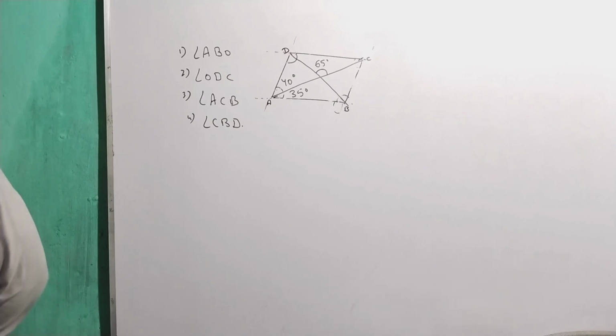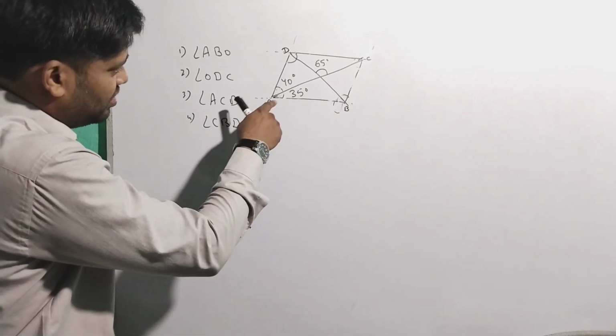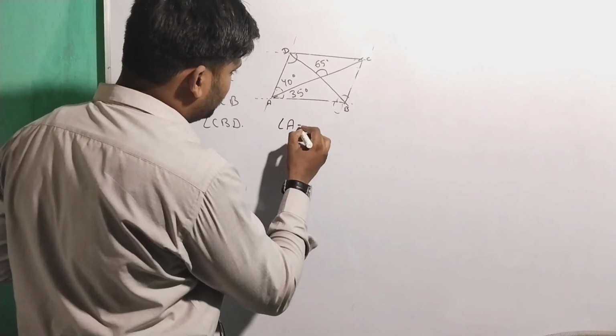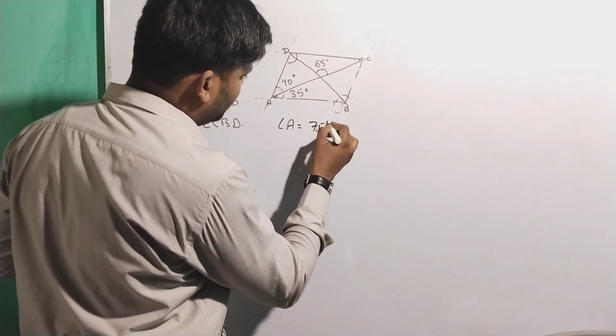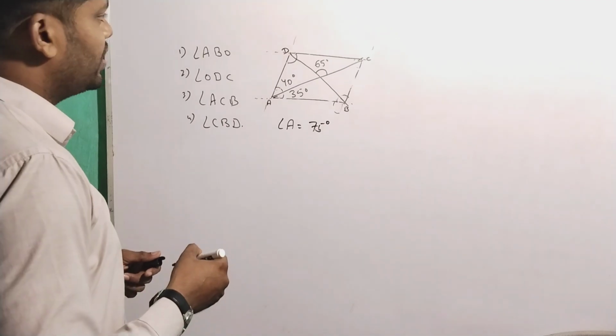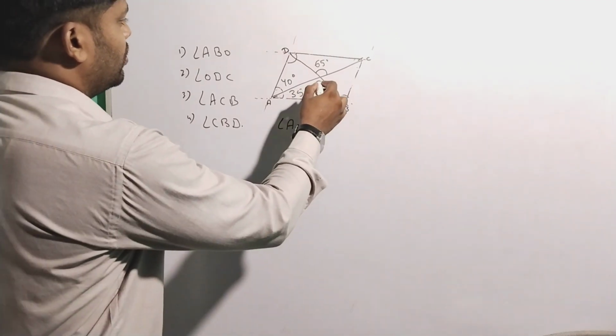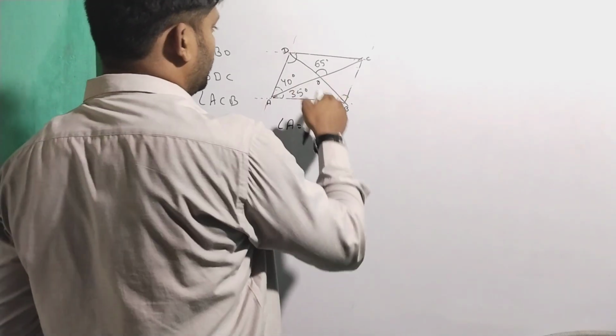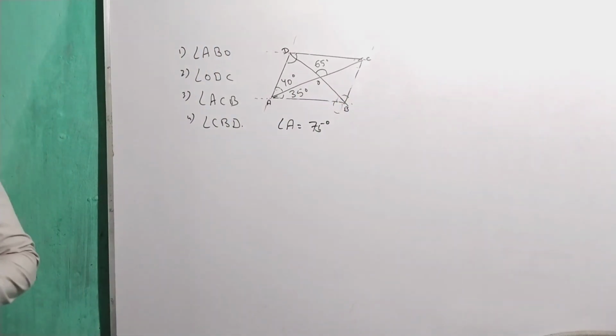The first one is, if you see that this is 35, this is 40, so we can say angle is equal to 40 plus 35, 75 directly, 75 degrees we can say. So here, what you have to find out? Angle ABO. You have to find out this one. You have to find out angle ABO. ABO you have to find out.